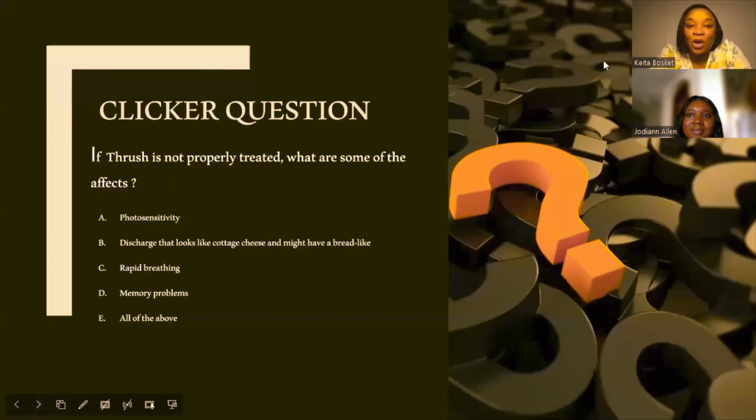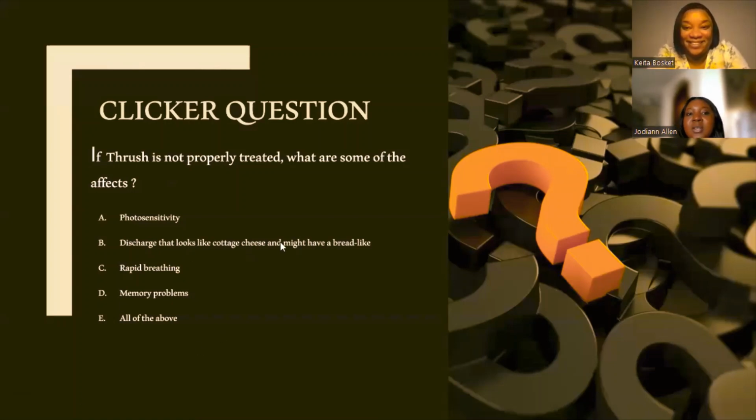All right, clicker question time. So if thrush is not properly treated, what are some of the effects? A, photosensitivity. B, discharge that looks like cottage cheese and might have a bread-like look. C, rapid breathing. D, memory problems. Or E, all of the above.